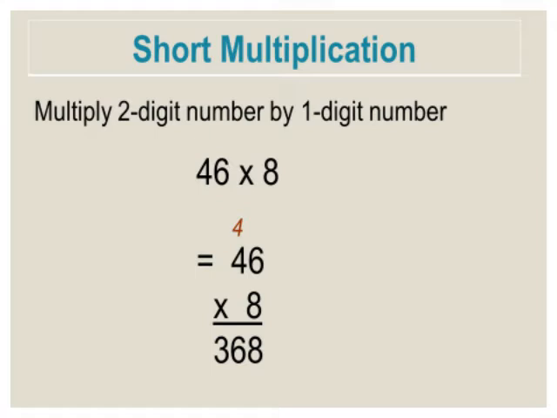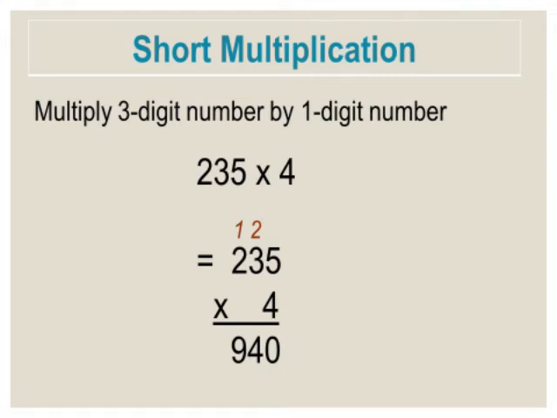We start off by multiplying the 8 with 6, which is equal to 48. We write the 8 units down and carry the 4 tens over by writing a small 4 above the 4 tens. Now we multiply the 8 with 4, which is equal to 32. Then we add the 4 tens that we carried over, which is then equal to 36. Take note that we started from the back with the units and then the tens. The answer is 368.